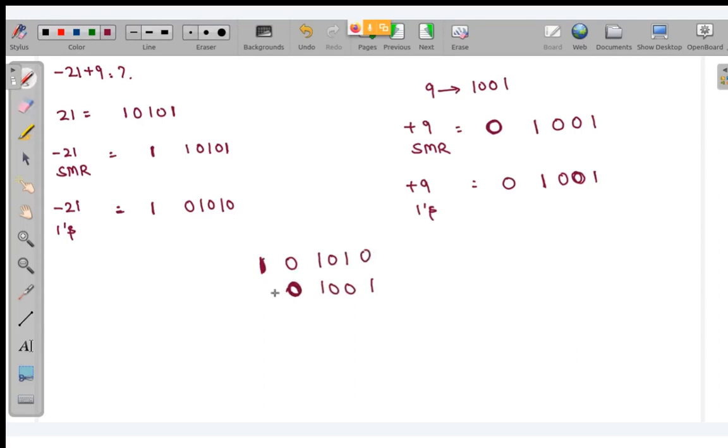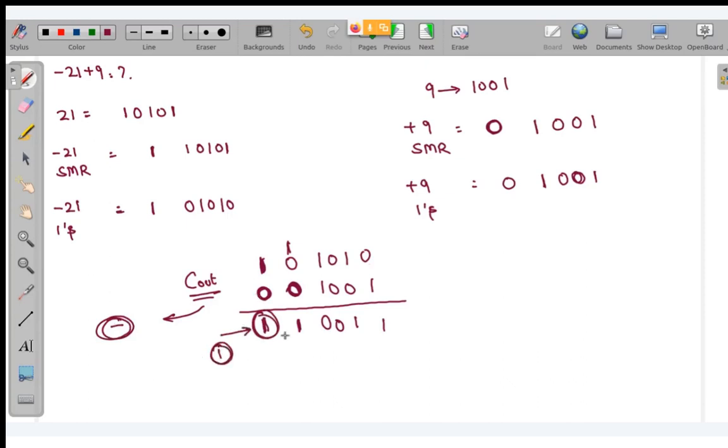Now there is again a bit mismatch, so I will copy the sign bit. Again I copied the sign bit. Now add these two. 0 plus 1 is 1, 1 plus 0 is 1, 0, 0, then 1 plus 1 is 0 with carry 1, and so on. You can see C out is not generated, so this implies this is a negative number. And even your sign bit is 1.